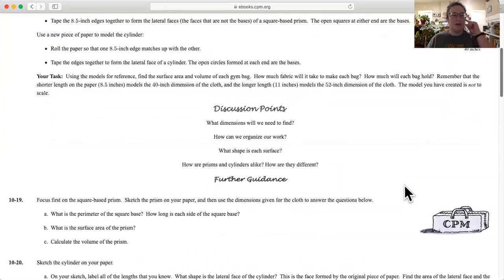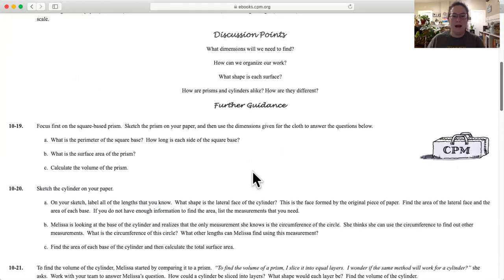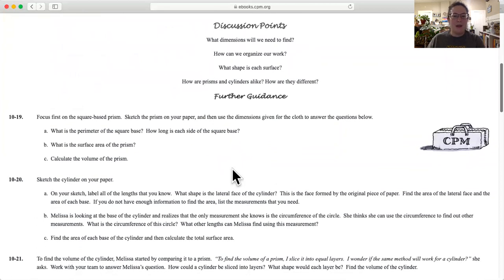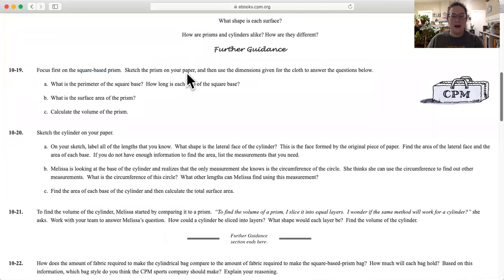Okay, so 19 and 20 are guiding questions. If in your head you're already like, oh, I know how to calculate volume of a prism, I know how to calculate surface area of both, then go ahead, you can skip past 19 and 20. These are guiding questions. The way it will help guide you is looking at the square-based prism first, and it says sketch it on your paper and use the dimensions given for the cloth.